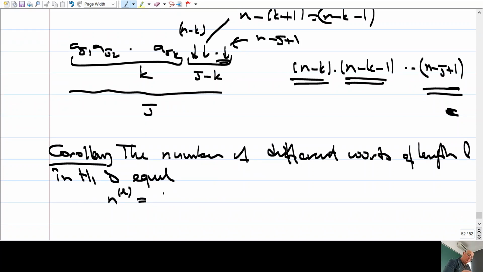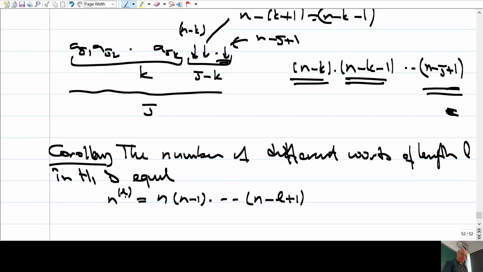So for the first letter, I have n choices. For the second letter, I have n minus 1 choices. For the Lth letter, I have n minus L plus 1 choices, right? For the first one, n choices. So you just subtract one less number from the length of the word, right?